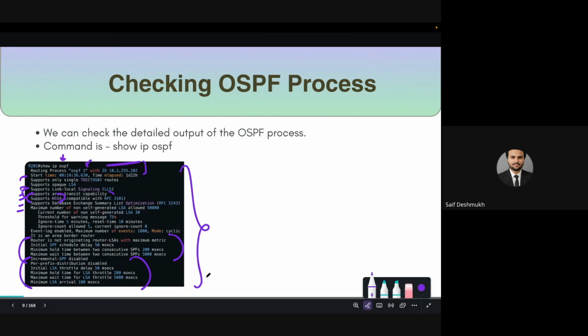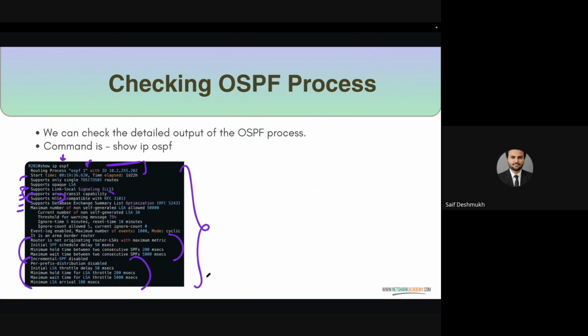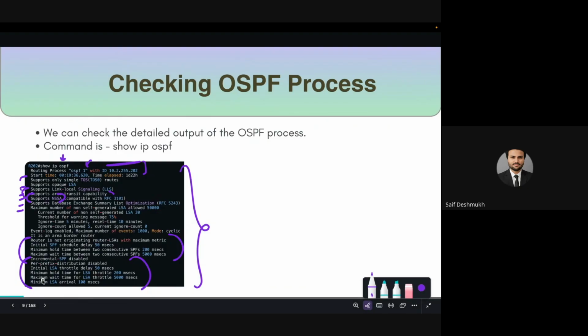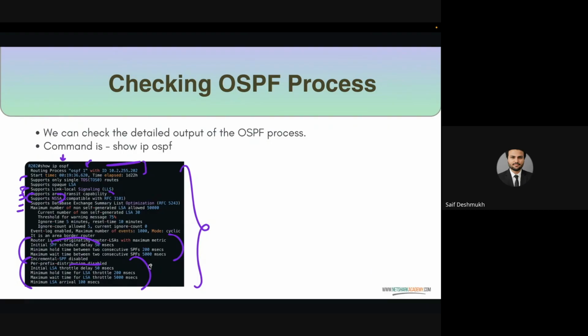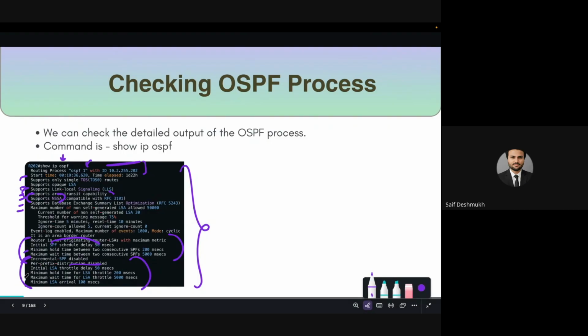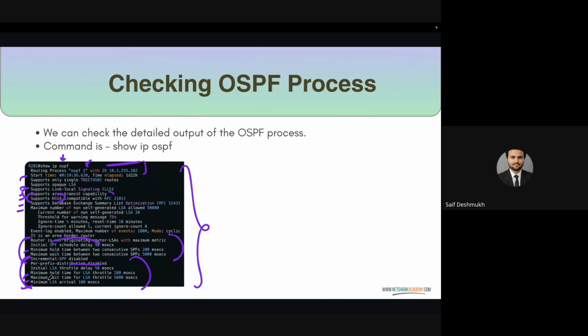We don't have to know pretty much everything, but by the end of the session, you'll be able to understand many of these things, like initial LSA throttle delay, what is SPF schedule delay, why there is a minimum and maximum value in each one. But the idea of this slide is that you can use show ip ospf to understand process-related stuff about OSPF.